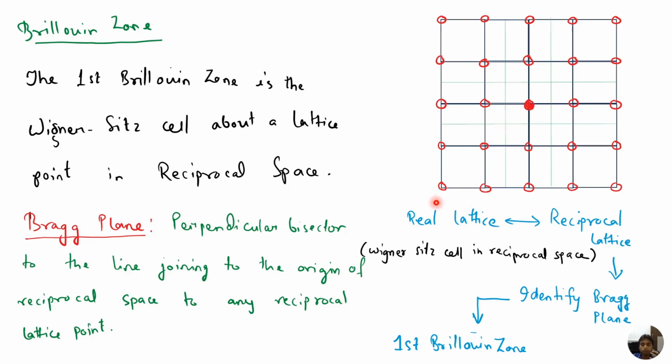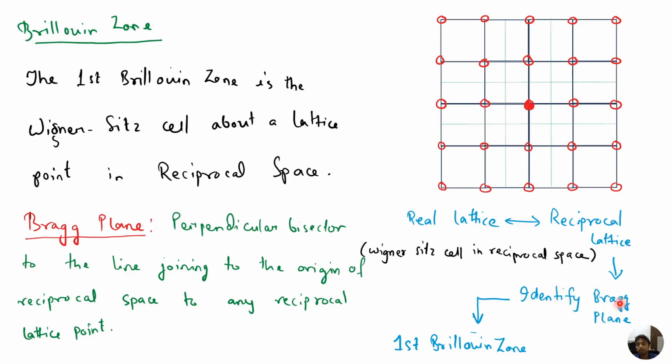So the exercise that we have done till now is this: we have identified a real lattice, which means we have a real crystal. Corresponding to that real lattice, we know the procedure to get the reciprocal lattice. Once we know the reciprocal lattice, we fix a particular lattice point as an origin, draw a line joining that origin to another reciprocal lattice point, and then take the perpendicular bisector of that line. That is your Bragg plane.